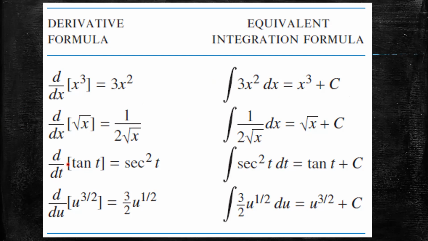The derivative of tan is secant squared. So the integration of secant squared will be tan. And the derivative of u to the power 3 over 2 is 3 over 2 u to the power half. So the integration of 3 over 2 u to the power half will be u to the power 3 over 2 plus c. This is just an introduction, showing how integration is the inverse of derivation.